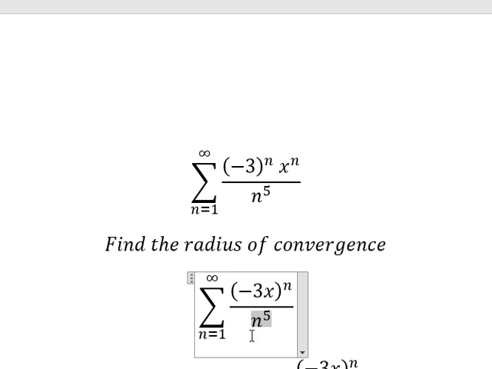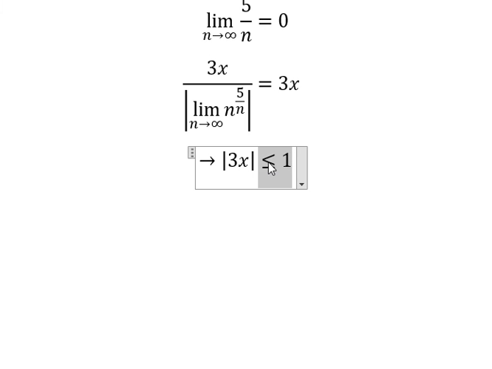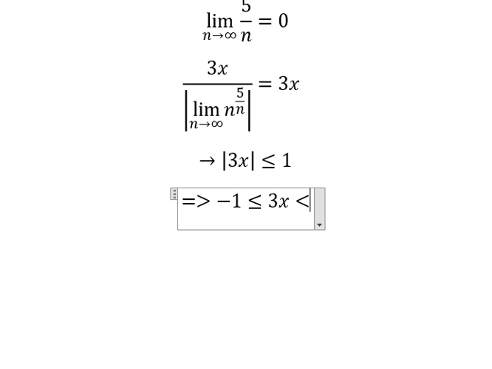we have n to the power of 5. If this one is negative number 1 and positive number 1, you get 1 over n to the power of 5. This one is still convergent, because when n goes to positive infinity, 1 divided by this one, you get 0. So they are still considered convergent. So that's why I need to put smaller than or equal to number 1. So we have negative number 1 and positive number 1.